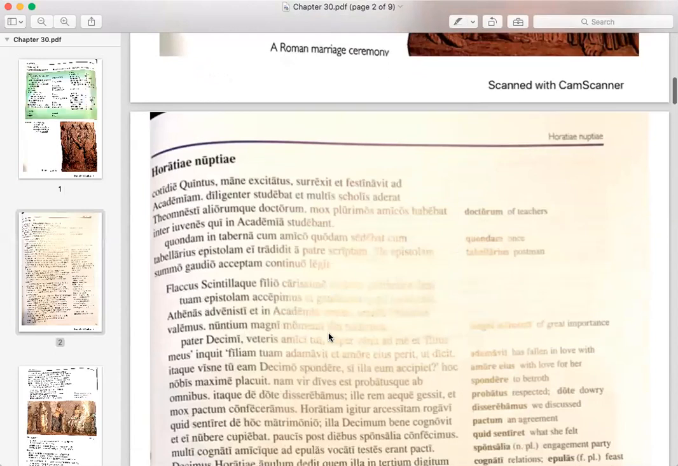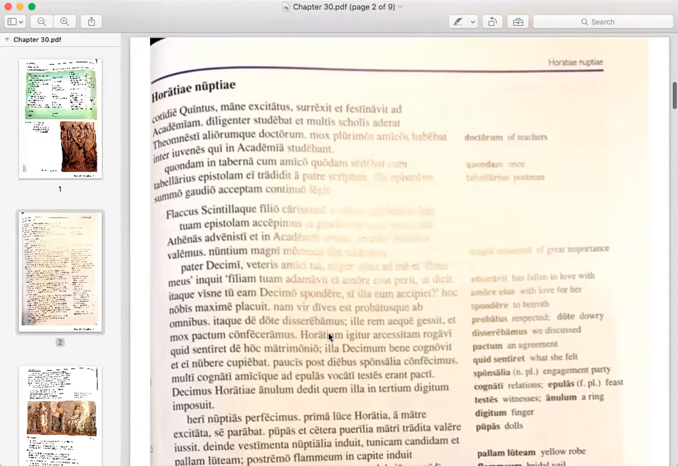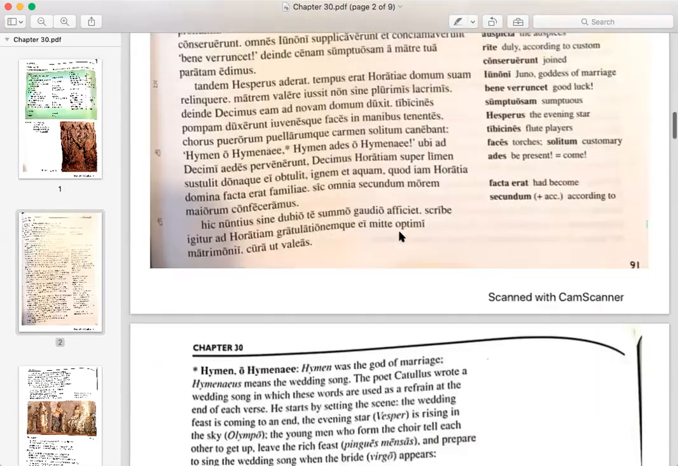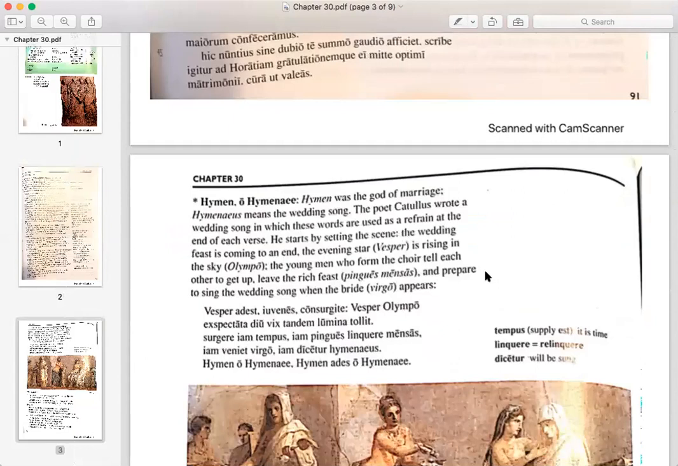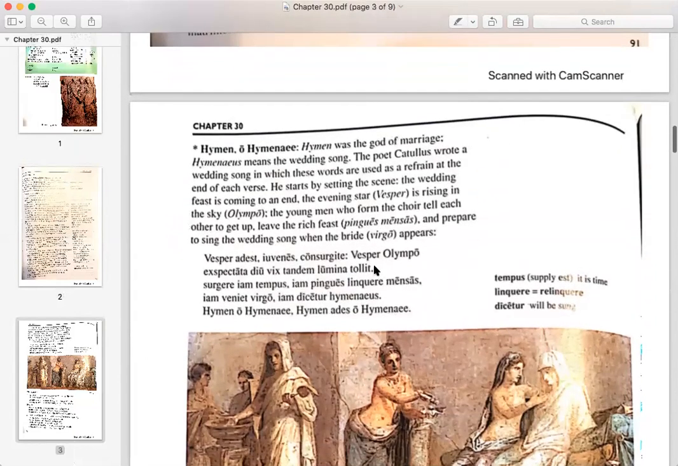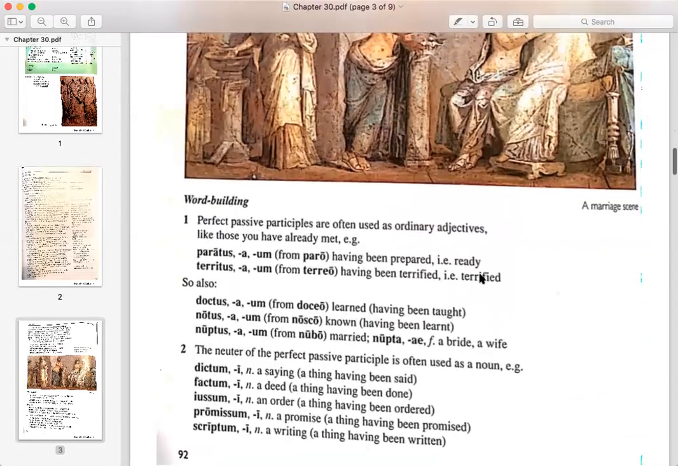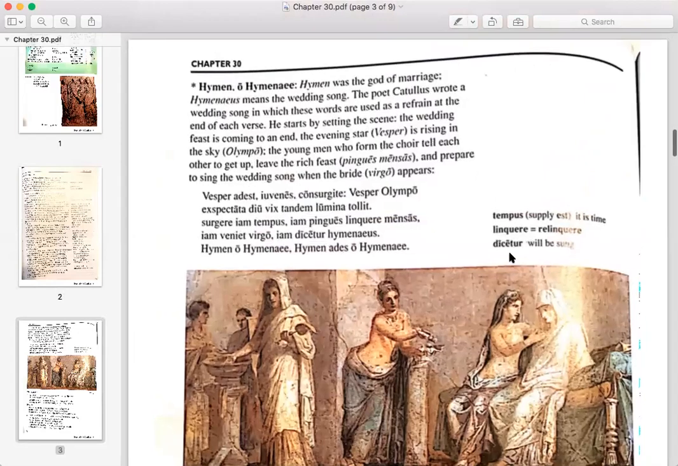This chapter is pretty long, so what I have done is comprehension questions for this first story, the wedding of Horatia, and then I have given you the option. Here you have a very famous part of a famous poem written by Catullus. They summarize what the translation would be here if you want to take a look at that. This is supposed to be based off of a traditional wedding song, and that's kind of interesting. You don't have an assignment about that. It's just something to look at.